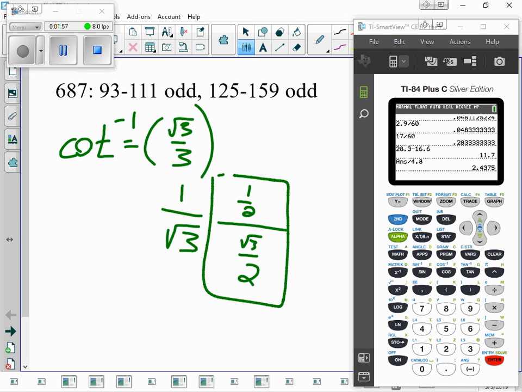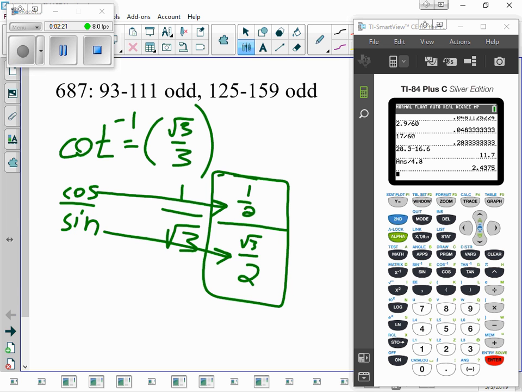So where do we get that for the cotangent? Well, cotangent is cosine over sine. So where is cosine equal to 1/2 and sine is equal to root 3 over 2? That would be pi thirds. Okay, so you just kind of use the unit circle and figure out what you want.